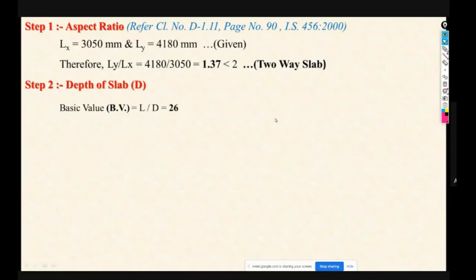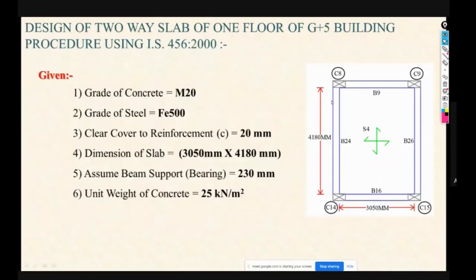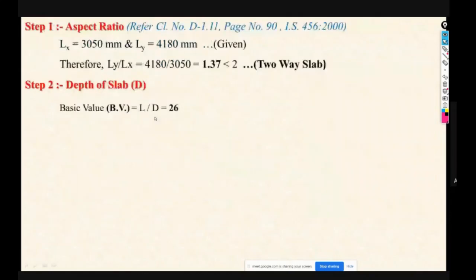So why we are considering this slab as a continuous slab? Because if you see over here, S3 and S4 means whatever reinforcement we are providing in S4 slab, that reinforcement will continue to S3 slab, in this direction. Similarly, this S4 and S4 slab, both slabs are connected by this B9 beam. So whatever reinforcement we are providing in this slab, that reinforcement will continue to this slab. Correct. So that's why the particular slab we are considering as a continuous slab. Okay, and for the calculation of basic value, we are considering L by D ratio as 26.